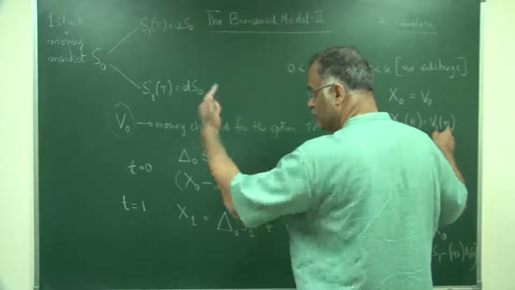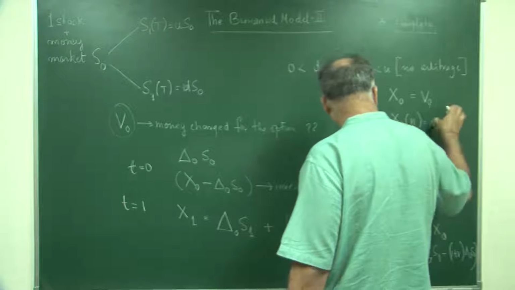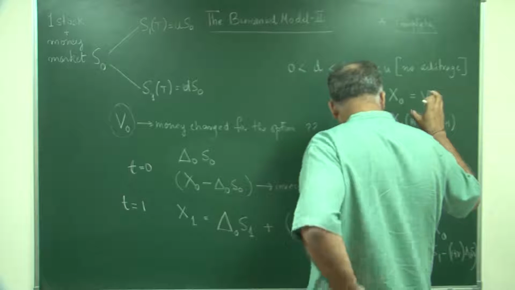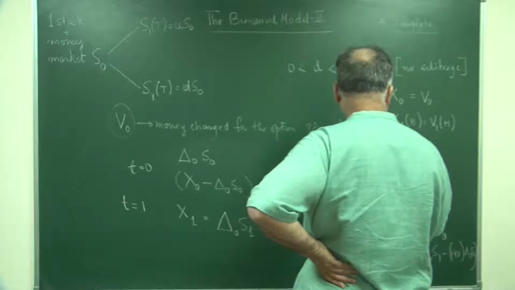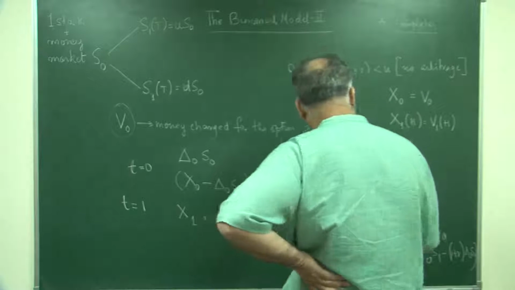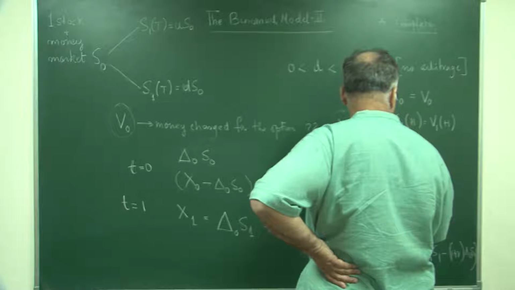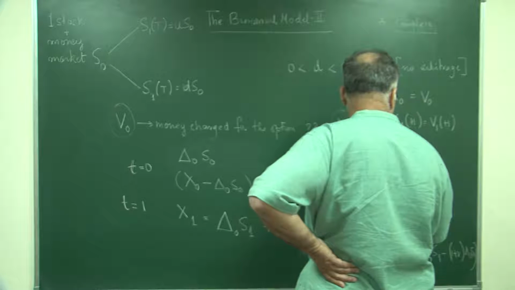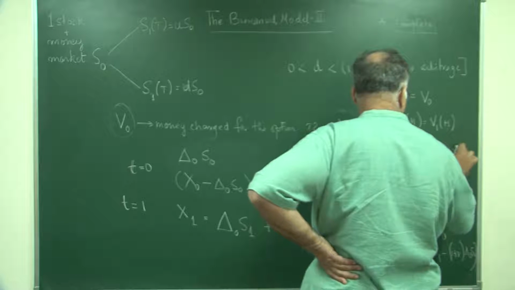The worth of the option when you have head coming, and you see it is a backward thing. You first know this and then go to this. It is something like dynamic programming, if you have done some dynamic programming. x1 of T should be equal to v1 of T. These are the conditions that should be satisfied.